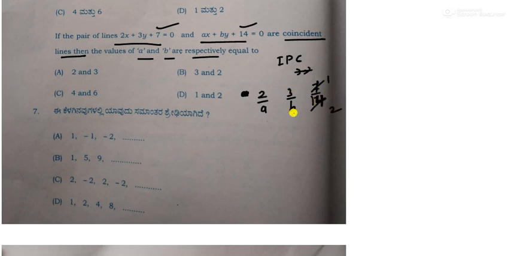Since here it is 1, what should be here to make it 1 by 2? Here it should be 4, and here to make it 1 by 2, here it should be 6, correct? Or just multiply this, 2 twos are 4, 3 twos are 6. So a is 4 and b is 6. Option number C is the right answer.